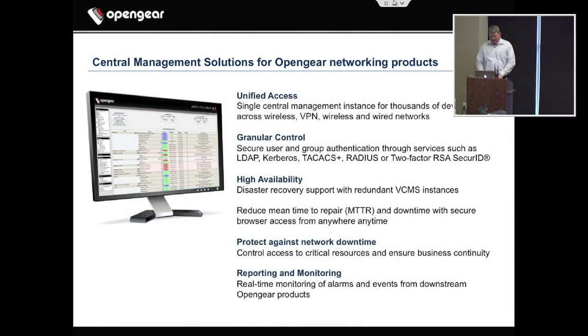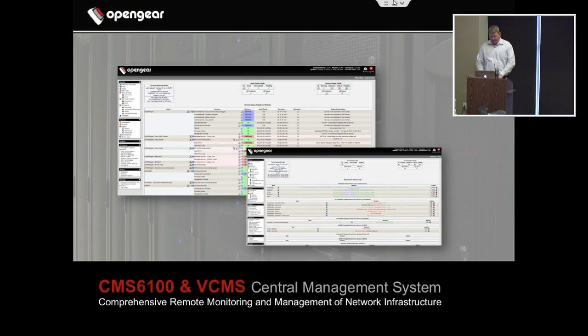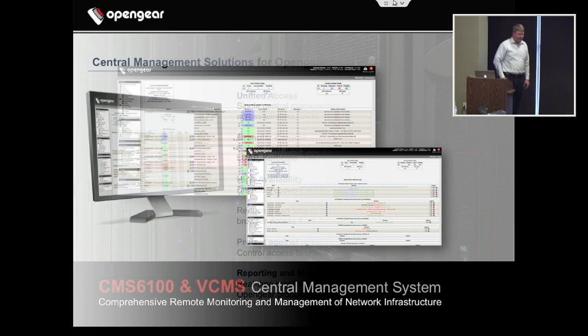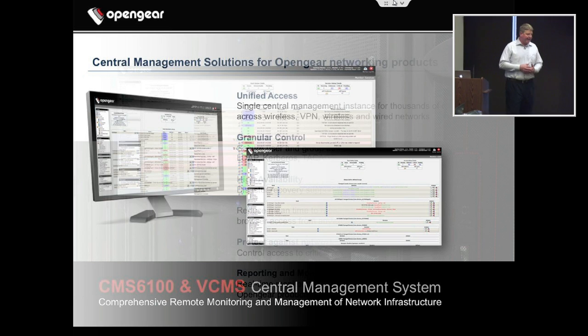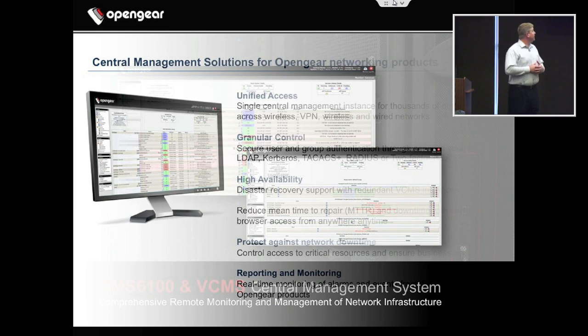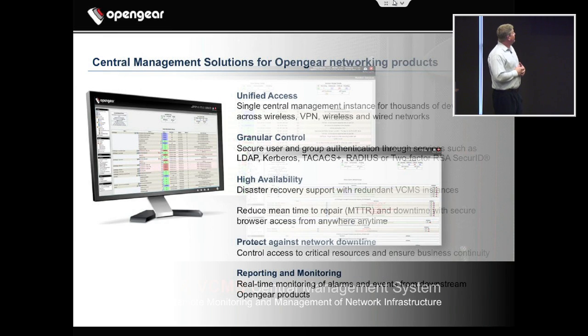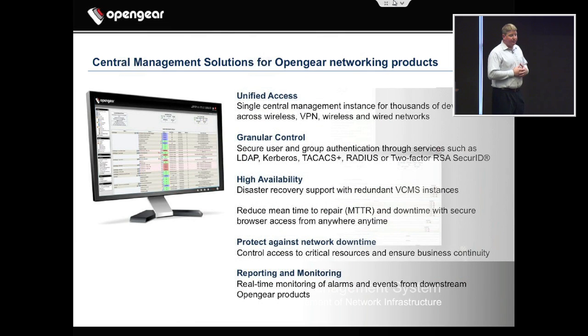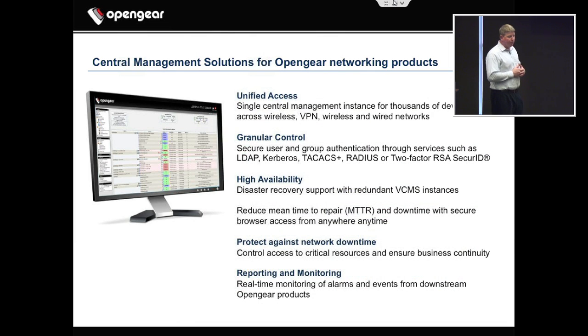So what we're going to look at next is our software product. We've covered the hardware product. We have CMS 6100 and vCMS. It's a central management system. It's a platform that allows us to access the downstream console servers, do reporting and monitoring, and provide a call home location for units that are on a cellular network or behind a firewall.